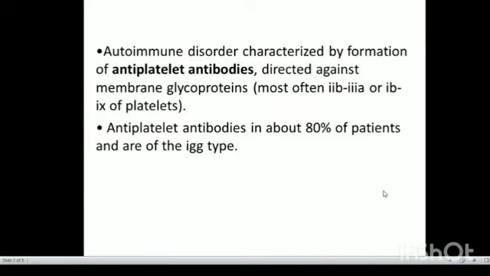These are the receptors on platelets, and the antiplatelet antibodies can be demonstrated in approximately 80% of patients and are of the IgG type. This mechanism of platelet destruction is similar to that seen in autoimmune hemolytic anemias, where autoantibodies are developed and destroy our normal cells. Similarly, ITP is also destruction of normal platelets by the immune system.